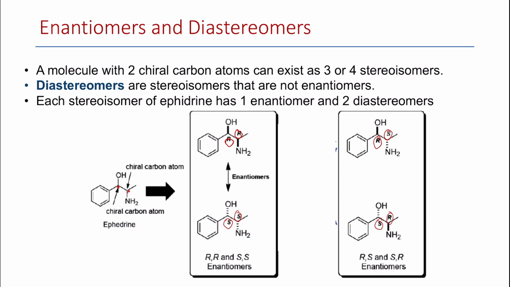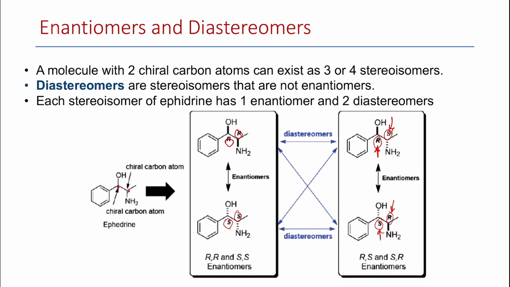Now the enantiomers will have to have a completely opposite configuration at both carbon atoms. So R,R will be the enantiomer of the S,S stereoisomer. However, if only one of the two has changed, they are not going to be enantiomers. Also, when we have the R at the first one and S for the second carbon, then when we change the first into an S and the second into an R, so opposite configuration at both, these are going to be enantiomers. If only one of these changes and the other doesn't, these are called diastereomers.